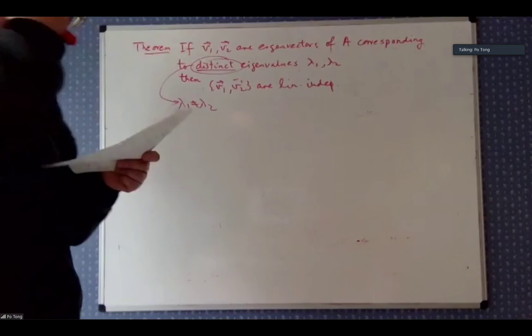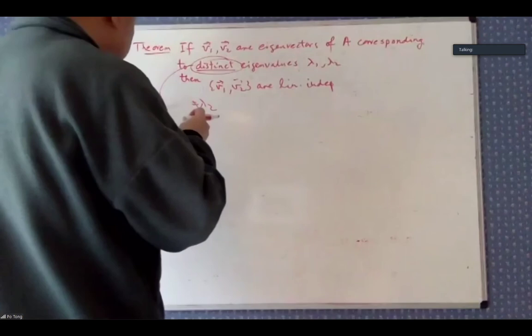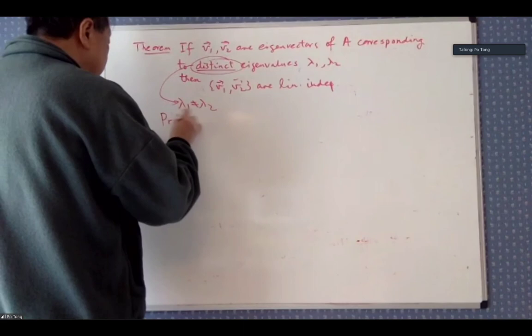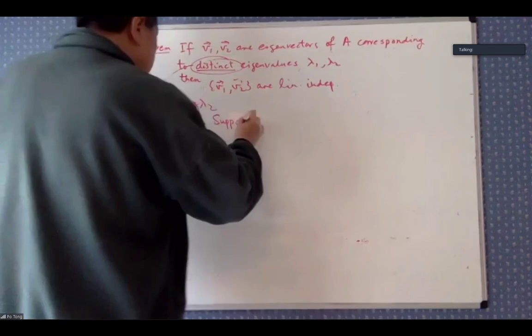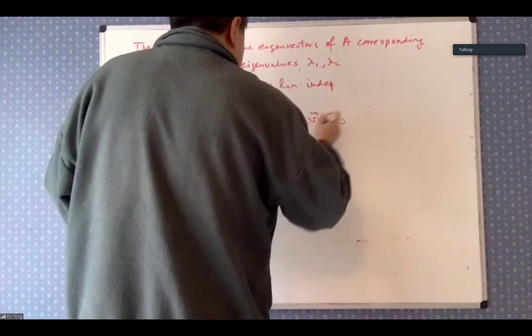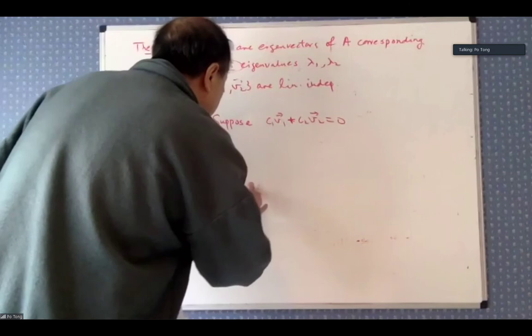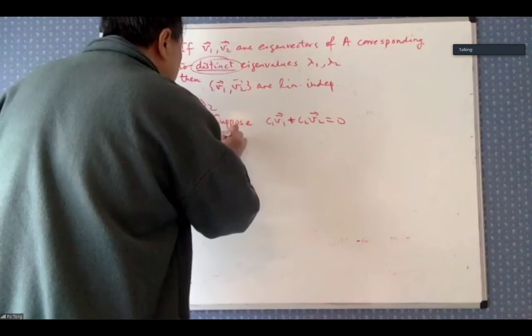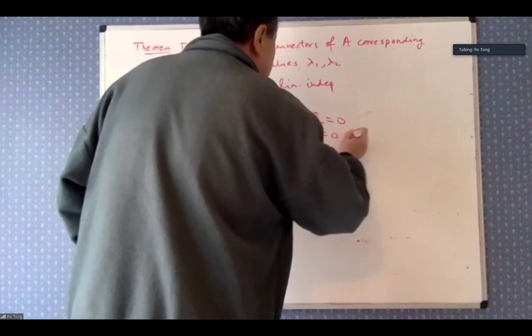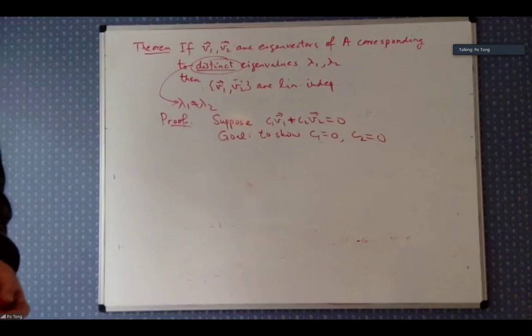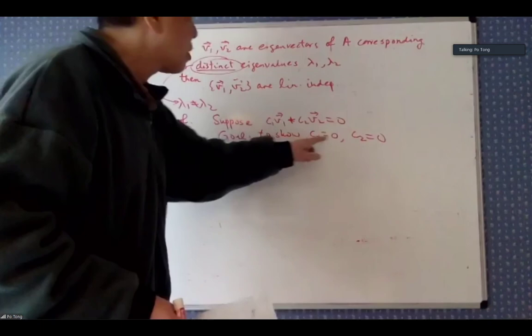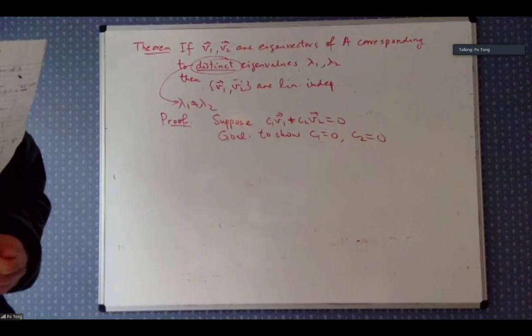The proof is not really too hard. Okay, here's the proof. Now we want to show that these are linearly independent. So we suppose this is equal to zero, and the goal is to show that C1 equals zero and C2 equals zero. Do you agree that this is the goal? At least this is one way to prove it. That means the only way to make the linear combination equal to zero is the trivial linear combination. That's the definition of linear independence. Are we okay with it?